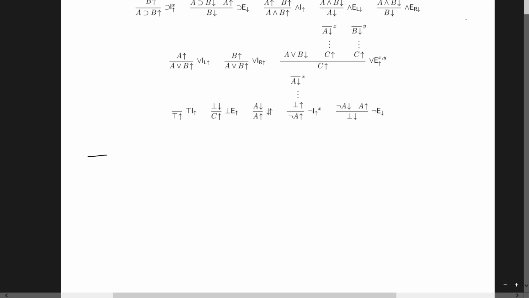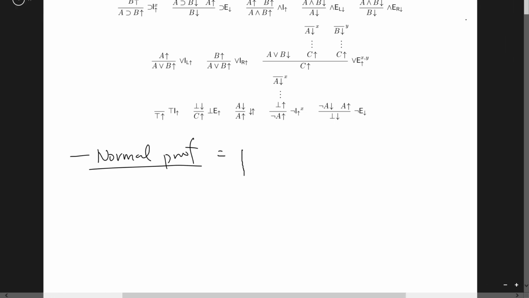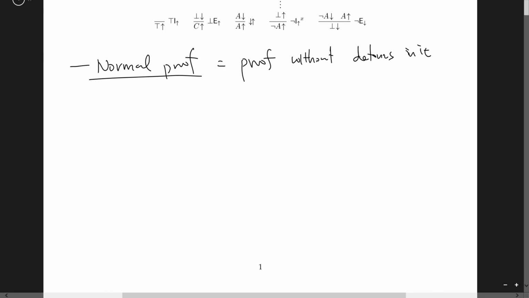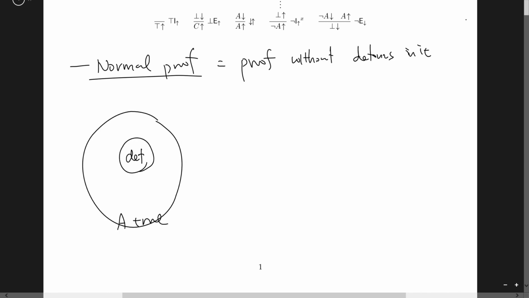This lecture is about normal proof. A normal proof is basically a proof without detours in it. So previously, we have learned that for any proof of A true with a detour in it, we can apply local reduction to get rid of this detour.